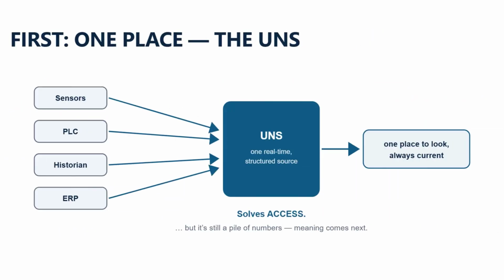So, first problem first, access. This is what a unified namespace does. Instead of data trapped in separate systems, the UNS gives you a single, real-time structured place where all of it lives, every sensor, every system, one live source of truth. Now, when the AI needs something, there is one place to look, and it is current. That solves access. But notice, it does not yet solve meaning. Everything is in one place. It is still a pile of numbers.